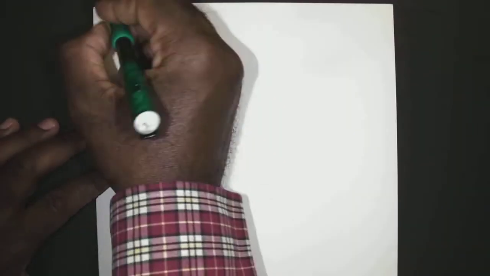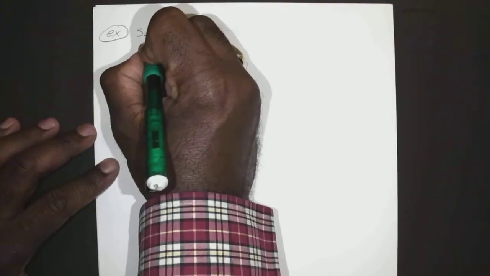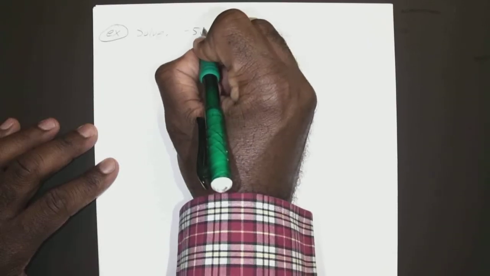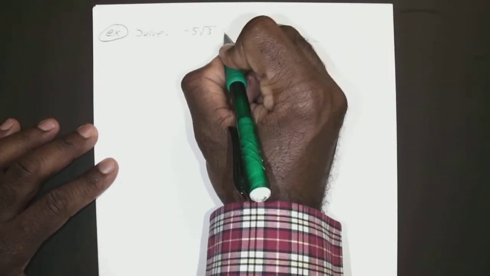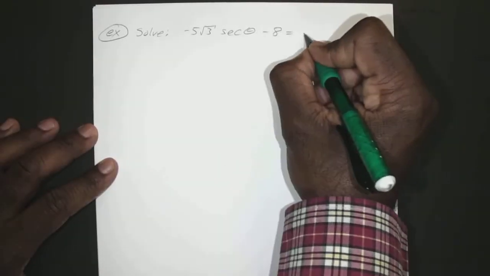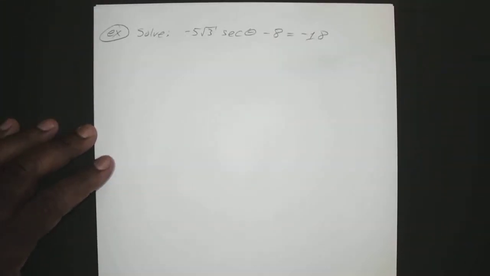Okay, so let's say for this example, we want to solve -5 square root of 3 secant theta minus 8 equals -18.